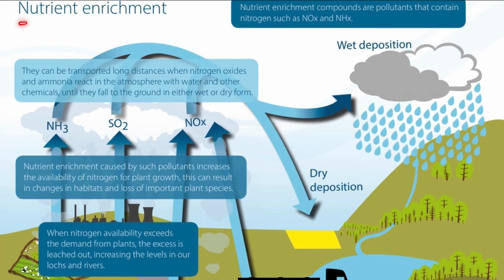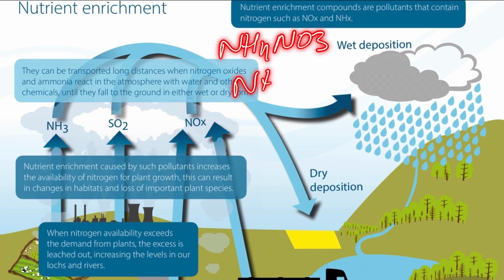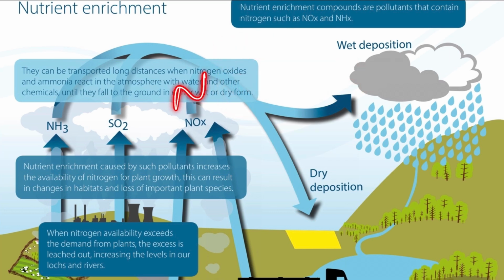The next secondary pollutant is called nutrient enrichment, and actually it is the formation of particles such as ammonium nitrate. The nutrient enrichment contents are produced when nitrogen oxides and ammonia react with atmospheric water. So the major sources include ammonia, sulfur dioxide, and NOx. The products formed are ammonium nitrate, ammonium sulfate, ammonium hydrogen sulfate. So in this way, various types of products are formed.